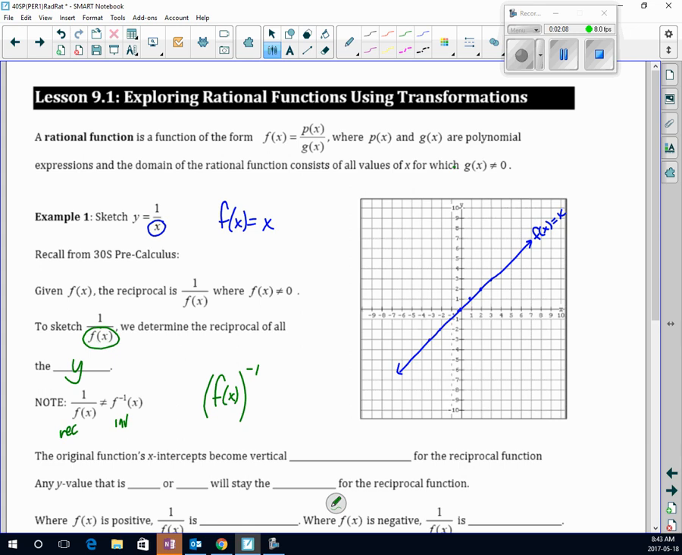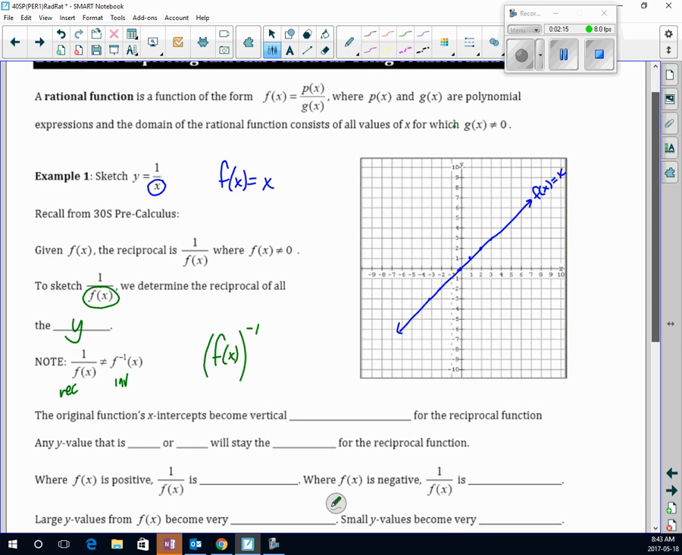Okay, so the original function's x-intercepts become, so what happens? If I take 0, that's the height. Remember, y values are the height. If I look at the height, and the height is 0, and I reciprocate it, now I have 1 over 0. Can't have that. So what does that represent graphically? An asymptote. Yes. So now all the x-intercepts, because that's where the height of y is 0, become vertical asymptotes.